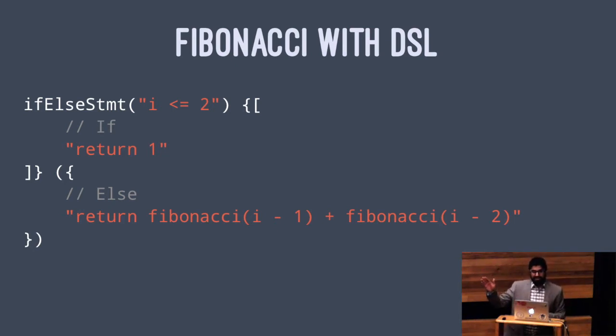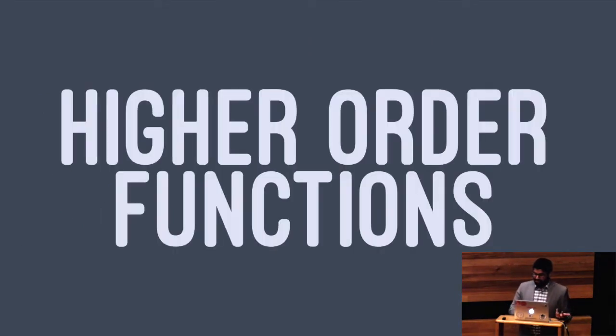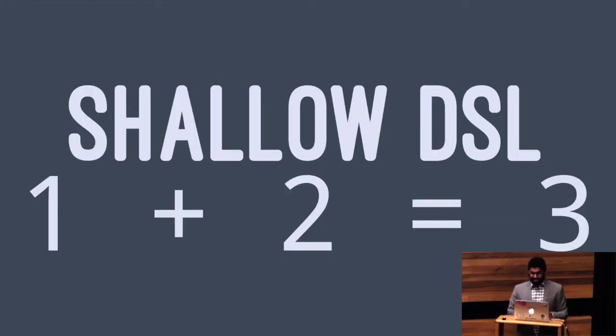We've just declared that we want an if statement and that we want an else statement. You could have different language options and start to render different structures based on this. And this wouldn't really be possible without higher order functions. But since everyone in the room knows what those are, I'm going to skip over that. Higher order functions are really important for creating shallow DSLs.